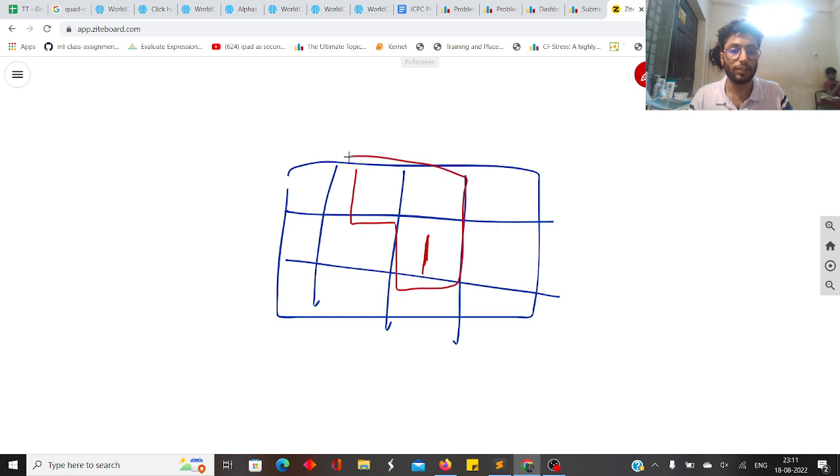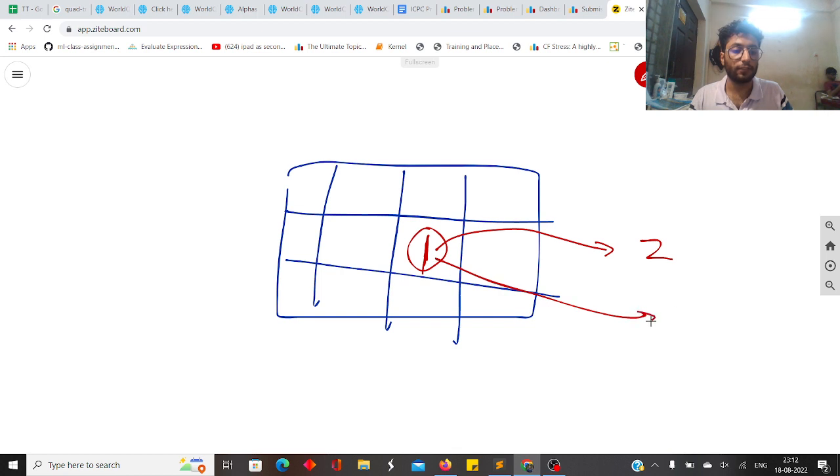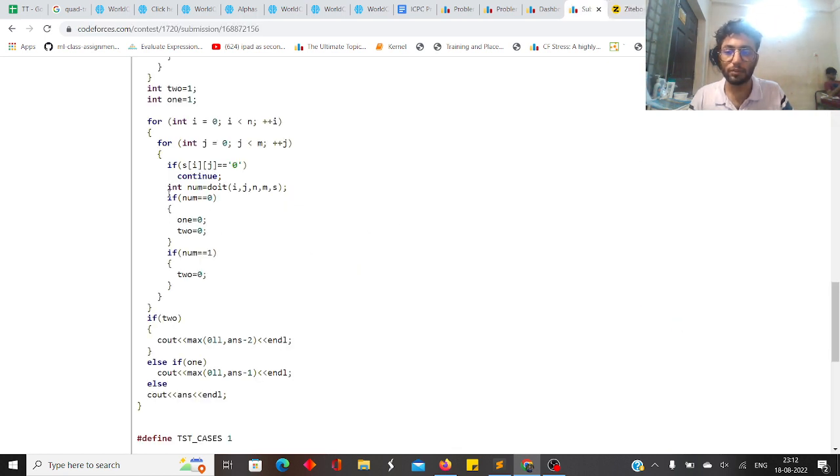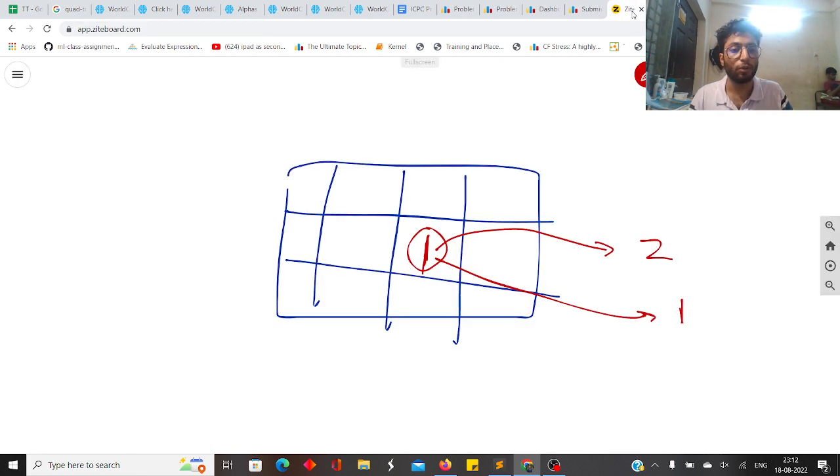I try to find an L shape that looks like this, and similarly an L shape that looks like this, and I try all the possible L shapes that contain this element. I see whether the L shape contains at least two zeros or at least one zero. So the function returns the number of ones present in the L shape excluding this one.